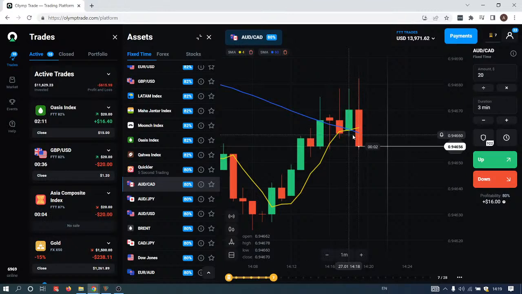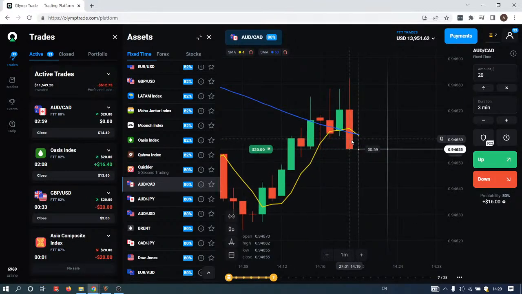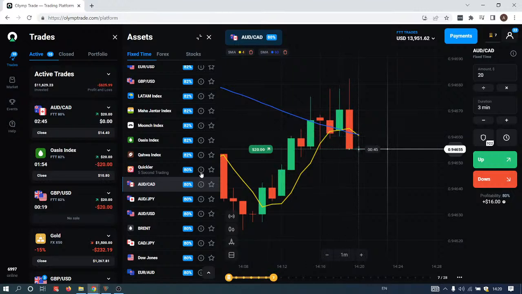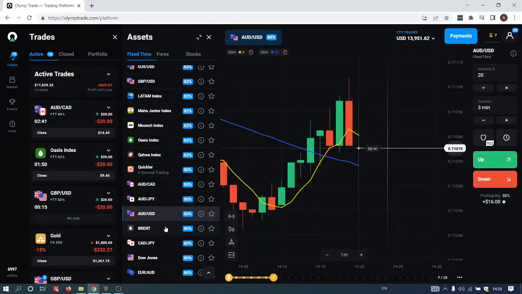Okay, now let's give it a try. So yeah, the signal was upwards, and now it's kind of a messed signal. So it kind of points up, and now it kind of points down, right? But still, I open the trade, so let's see how it goes.